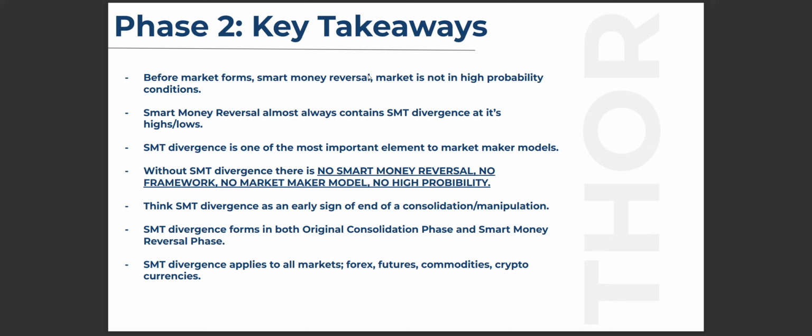Smart money reversals almost always contain SMT divergence at their highs or lows. Sometimes I get a question about this, so let me clarify that. Some folks were asking, "But there's no SMT divergence between, let's say, Nasdaq and ES. Why is it dumping?" I'm like, have you checked Dow Jones? Maybe there is the SMT that you've been looking for. So you gotta be mindful of that.